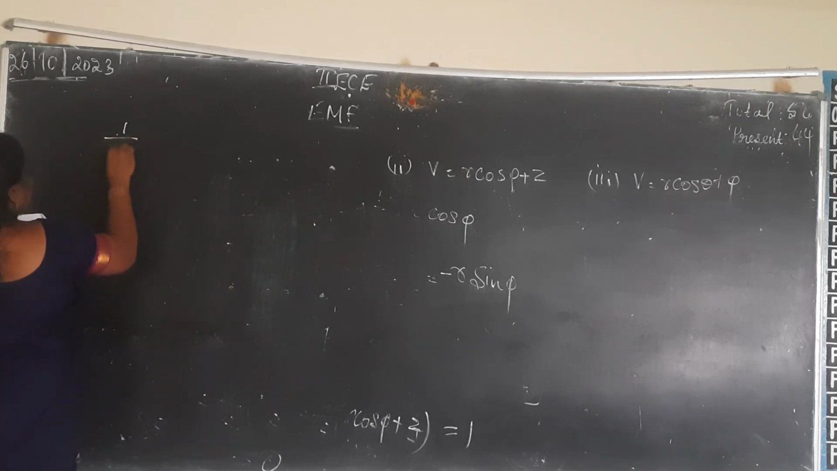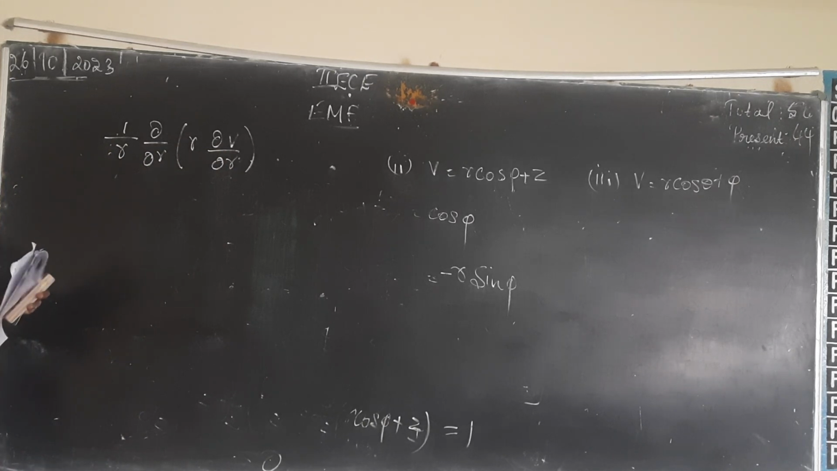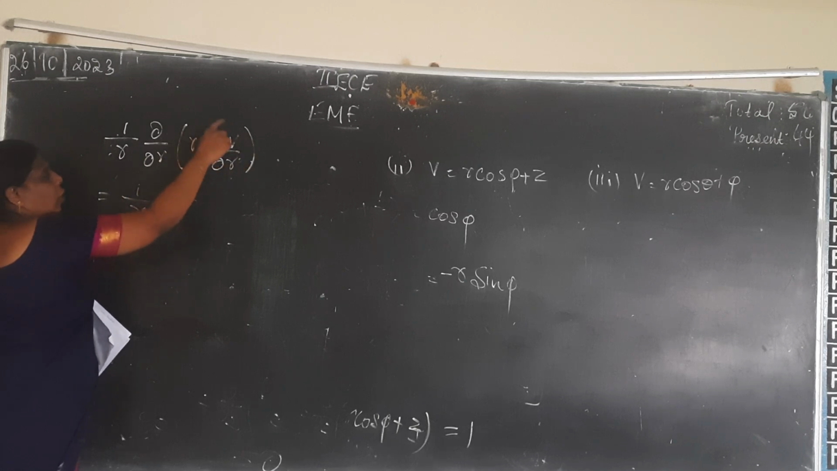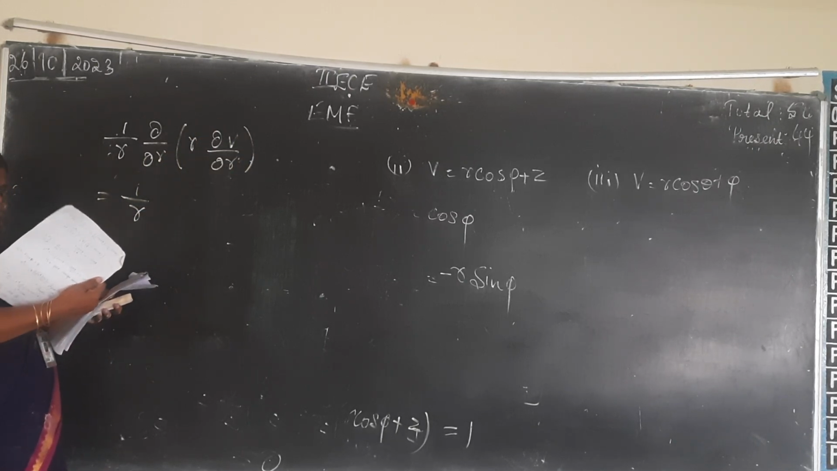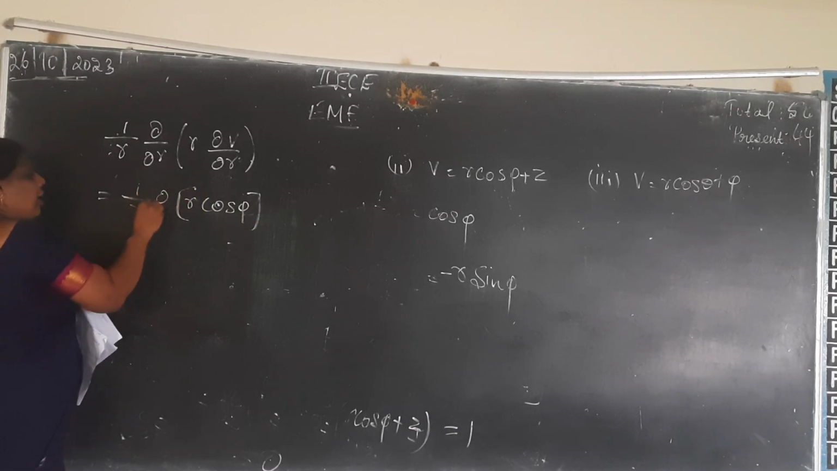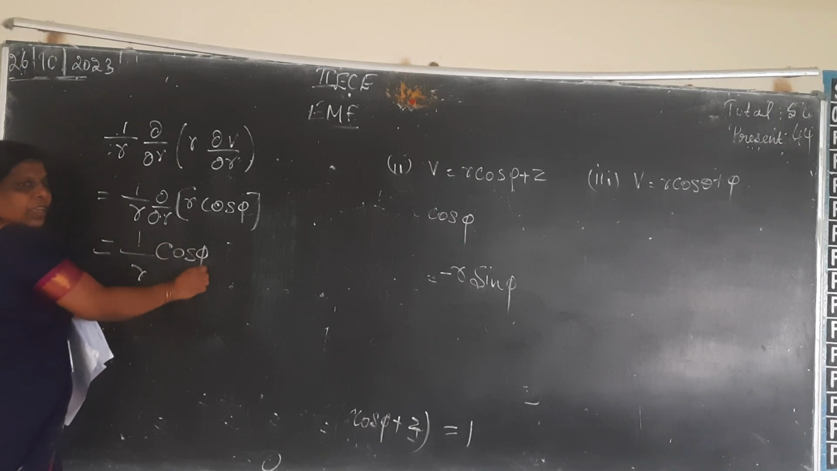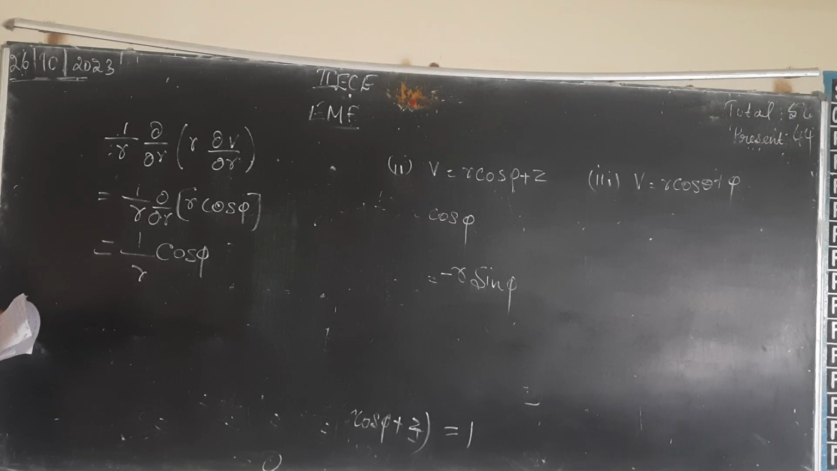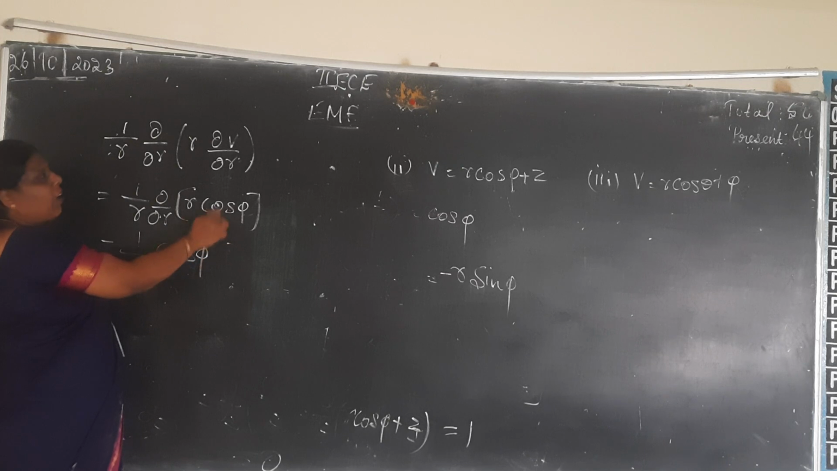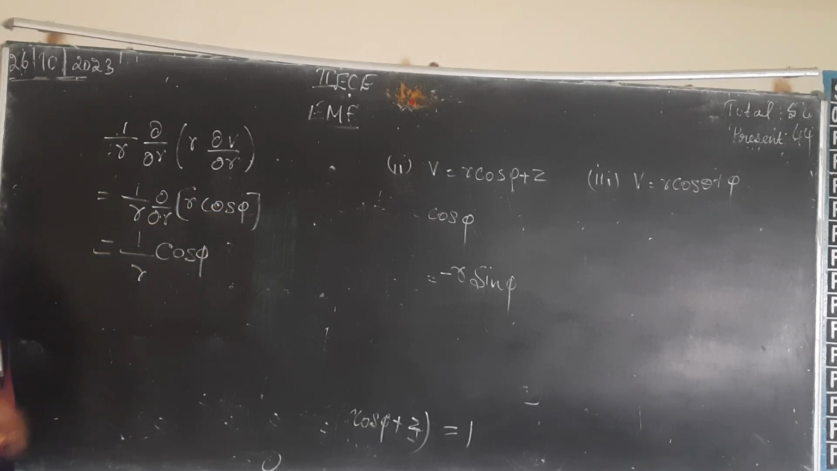Listen here now. What is that? 1 by r into dou by dou r of r into dou v by dou r. Is it not? This is equal to 1 by r into, dou v by dou r, what do we get? Cos phi. So r cos phi. So here dou by dou r of r cos phi. Now simplify this. Answer is 1 by r into cos phi. Dou v by dou r is cos phi. Dou by dou r of this term will become cos phi. Already 1 by r was there. Finish.